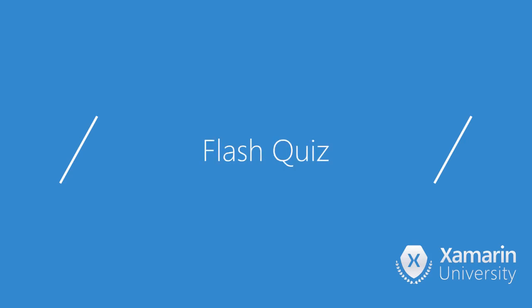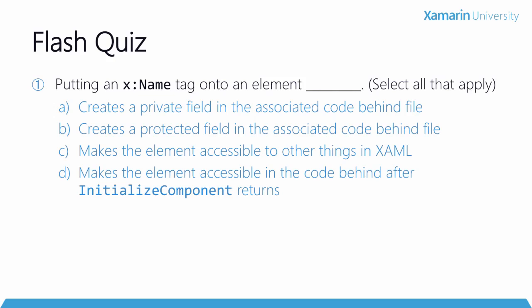Now let's continue with another flash quiz. Again, I'll read the questions on the screen, and you can answer to yourself. Question 1. Putting an x:Name tag onto an element does what? Select all that apply. This could be more than one answer. Is it A, creates a private field in the associated code behind file? B, creates a protected field in the associated code behind file? C, makes the element accessible to other things in XAML? Or D, makes the element accessible in the code behind after the InitializeComponent returns?